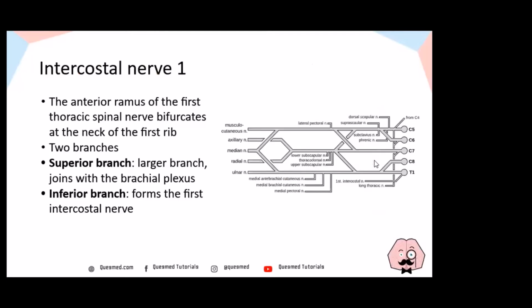So your 1st intercostal nerve bifurcates at the neck of the 1st rib and has 2 branches. So the superior branch forms part of your brachial plexus. So if you remember, your brachial plexus is C5 to T1. So your superior branch is that T1 bit, and then your inferior branch becomes your first intercostal nerve proper.